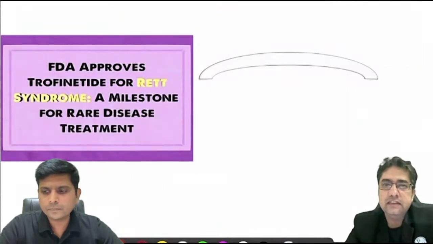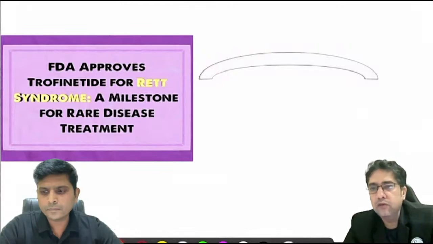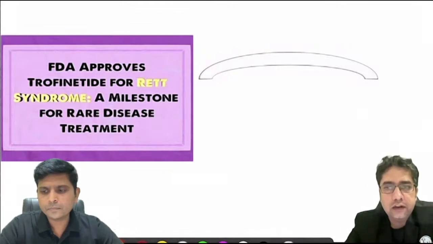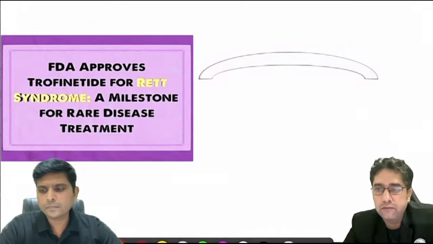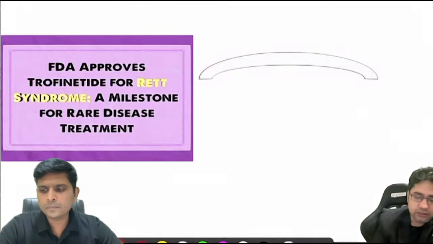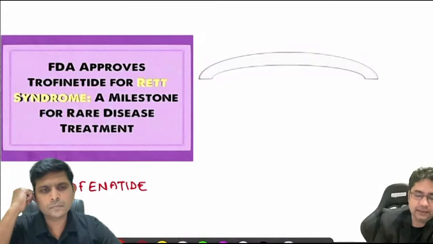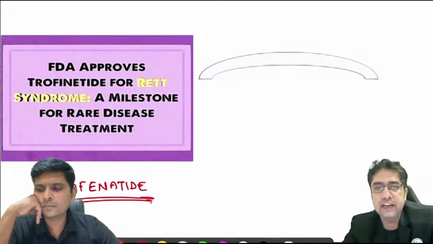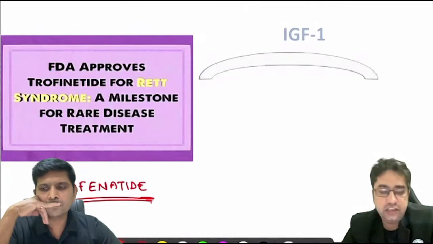So now another syndrome, that is Rett syndrome. Although previously there was no drug approved for Rett syndrome, recently a disease modifying agent which has a neuroprotective effect in Rett syndrome has been approved. The drug name is trofinetide. And this question was asked in this year's INICET exam also. So what is trofinetide? The only drug which has been approved for Rett syndrome, it is IGF-1.